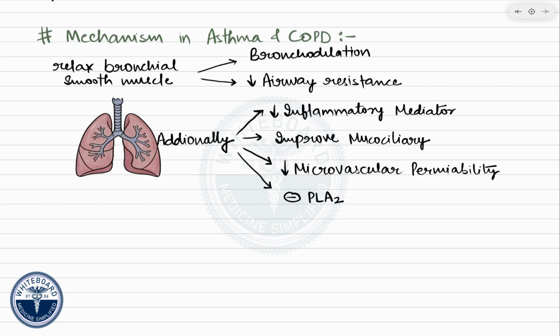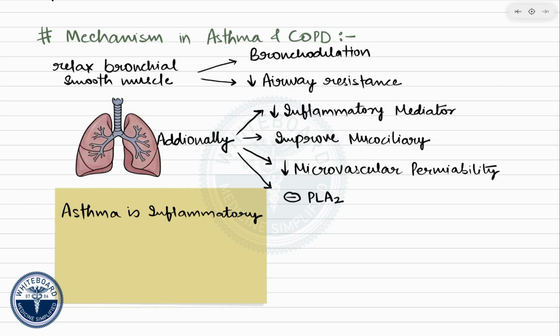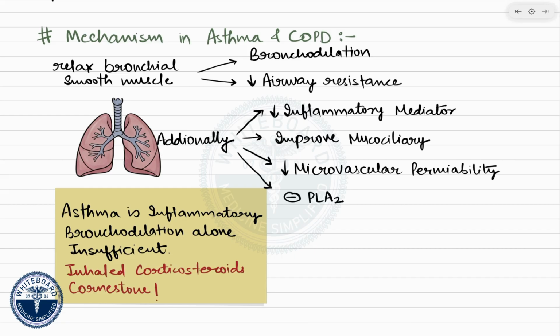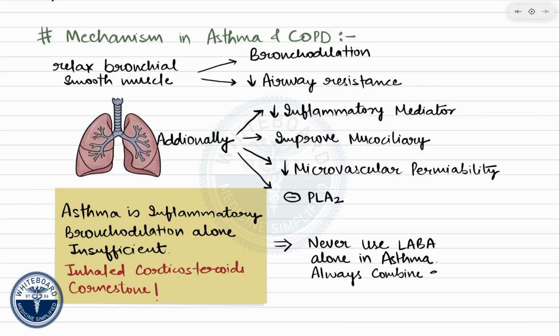However, it is important to remember that asthma is fundamentally an inflammatory disease, and bronchodilation alone does not adequately control airway inflammation. For this reason, inhaled corticosteroids remain the cornerstone of long-term asthma management, and long-acting beta-2 agonists should not be used alone in asthma. Instead, they should always be used in combination with an inhaled corticosteroid to achieve both bronchodilation and control of airway inflammation.